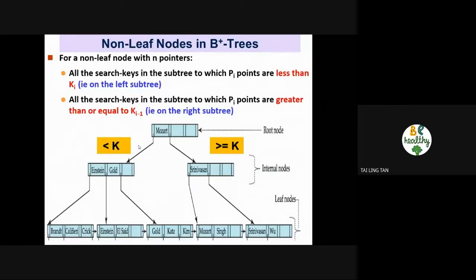Okay, for a non-leaf node with n pointers, this one is the non-leaf node, and you will have n pointers. So before E, you will have one pointer. After E, you have another pointer. After G, you have another pointer. Okay, so of course, this time we didn't have any node yet. If yes, then you may need to restructure again. So if the key here is less than K, then it will come to this side. If the key is greater than M, then it will come to this right hand side.